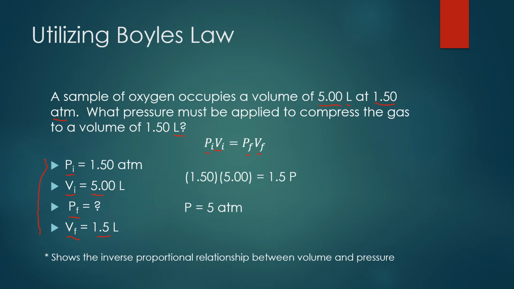So what I did here was plug in the numbers, 1.5 for P I, 5 for V I, and then the 1.5 for V F, and then I'm solving for P. And I get 5 atm. Did the pressure go up like we expected? It did. It went up from 1.5 up to 5.